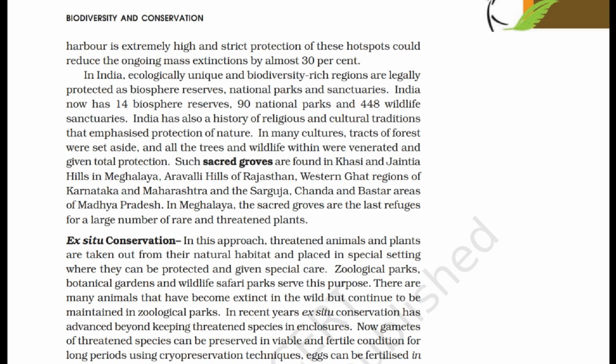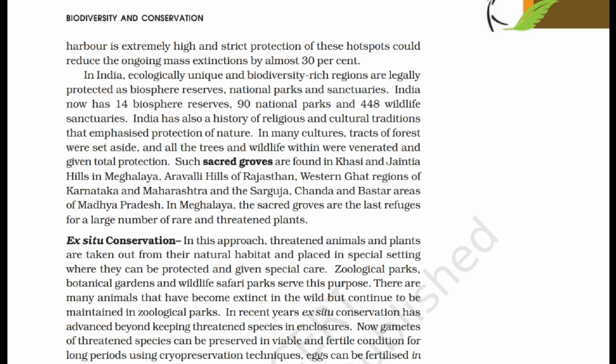Ex situ conservation. In this approach, threatened animals and plants are taken out from their natural habitat and placed in special settings where they can be protected and given special care. Zoological parks, botanical gardens, and wildlife safari parks serve this purpose. There are many animals that have become extinct in the wild but continue to be maintained in zoological parks.